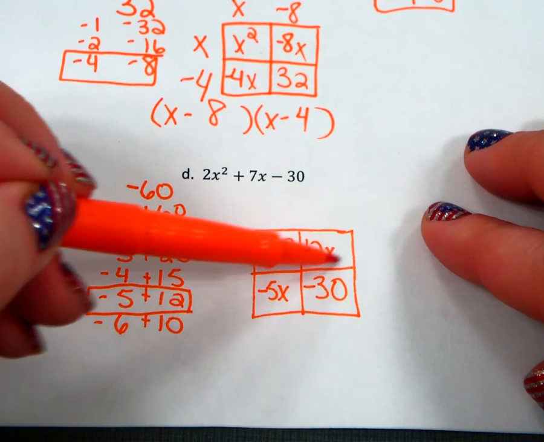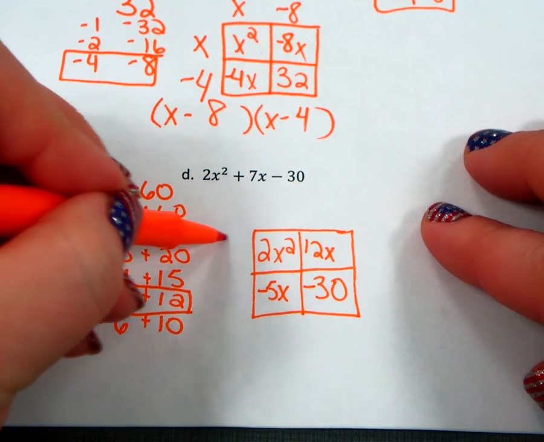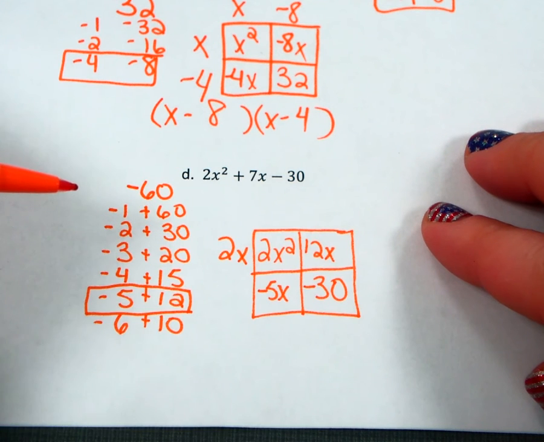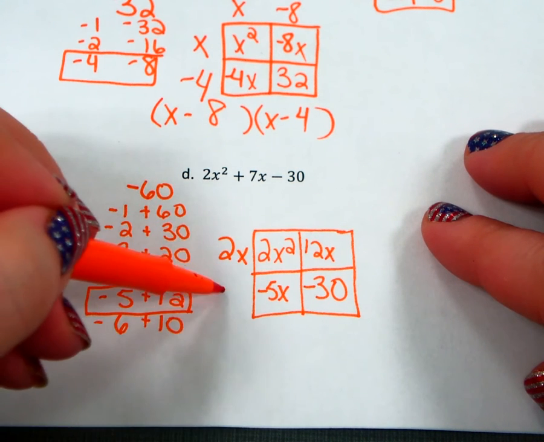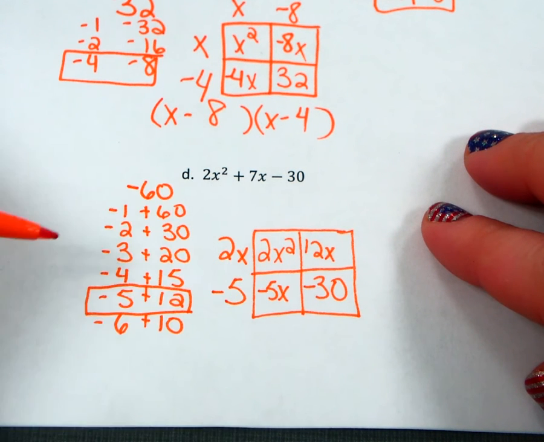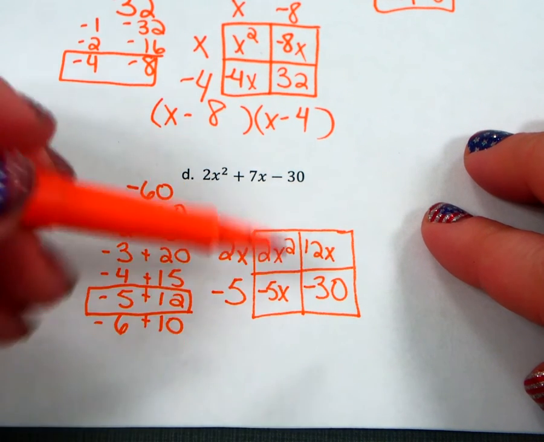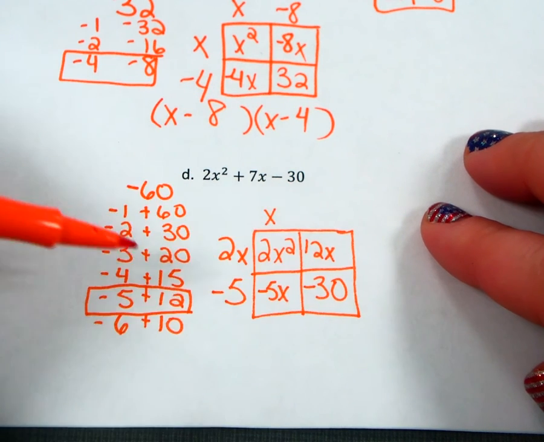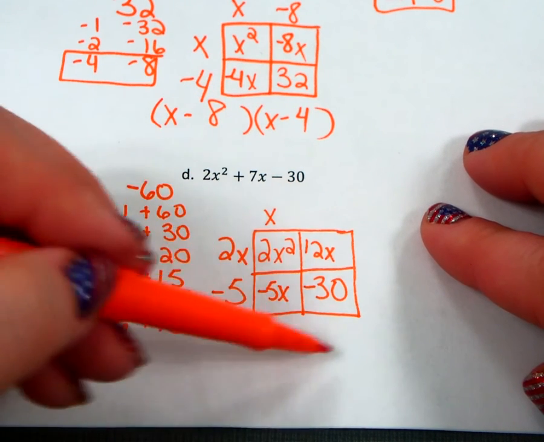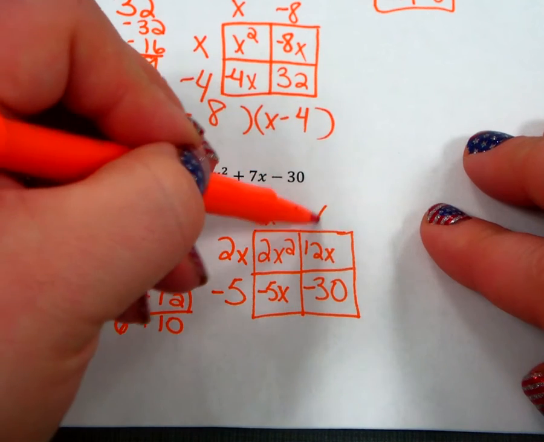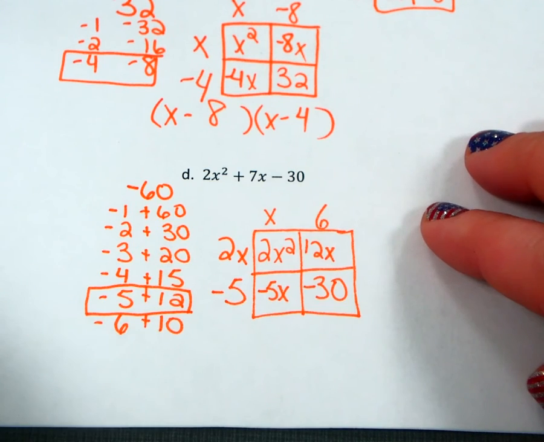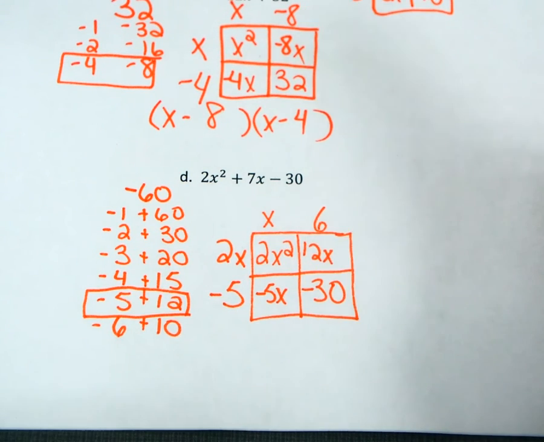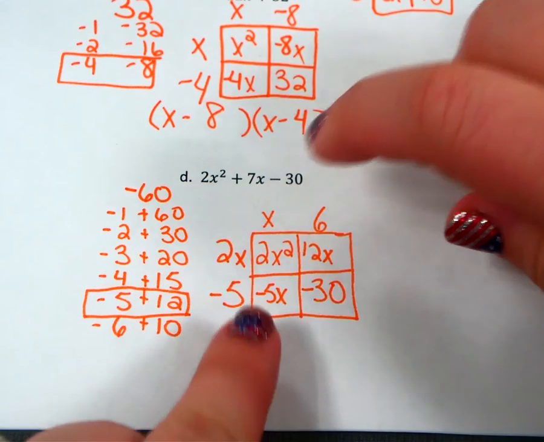Out of the top row, I can take a 2x out. The bottom row, I can take a negative 5 out. The left side, I can take an x out. The right side, I can take a 6 out. And I'm going to double check that my outside multiplies to be my inside.